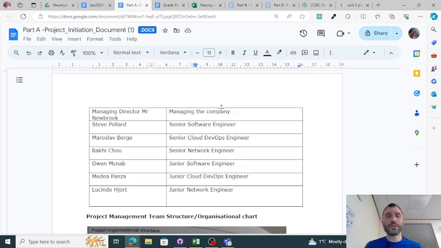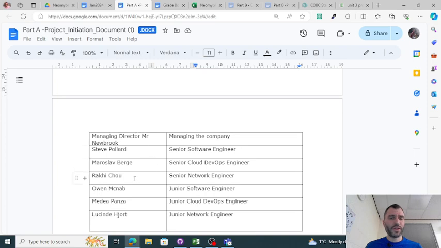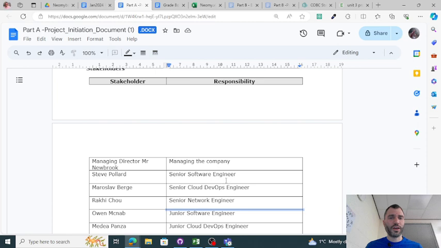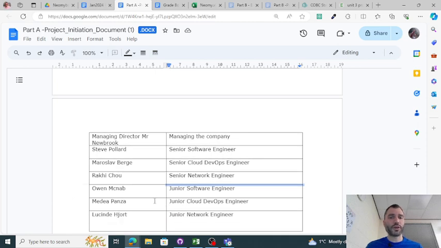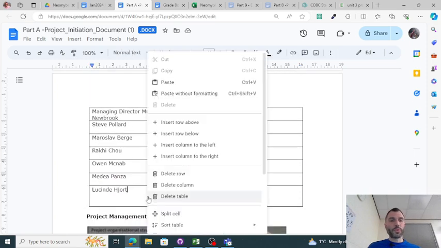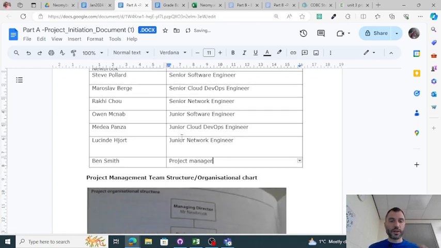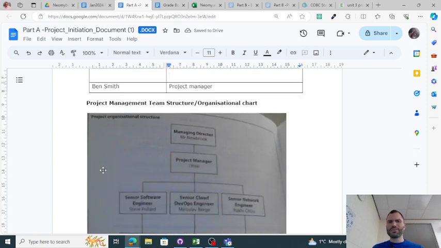Stakeholders. I actually went into quite a lot of detail here. Everyone's a stakeholder. So I put in managing director, senior software, senior cloud DevOps, senior network, and then the junior. The reason I did that was because there weren't that many. I suppose one thing I did miss out is me, the project manager. That's really important. Put all those in. Then easy mark. Some people accidentally miss it out.